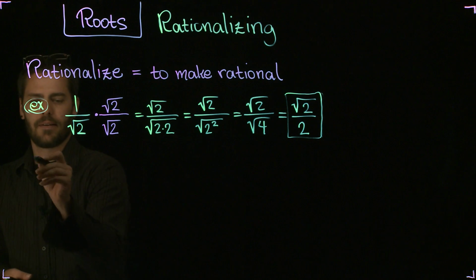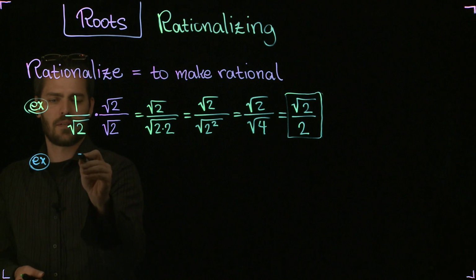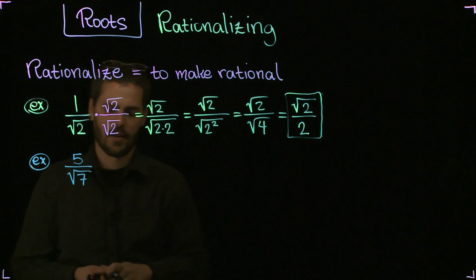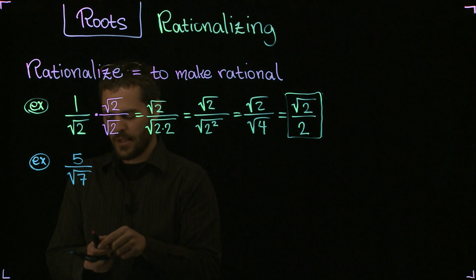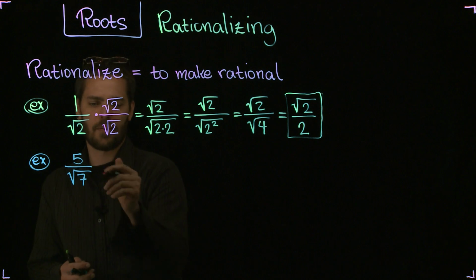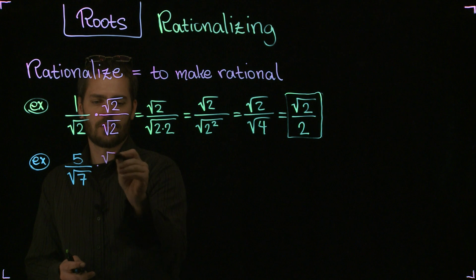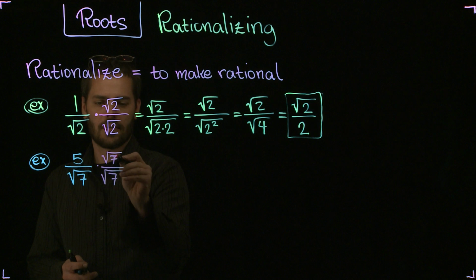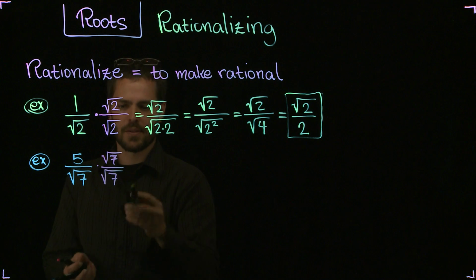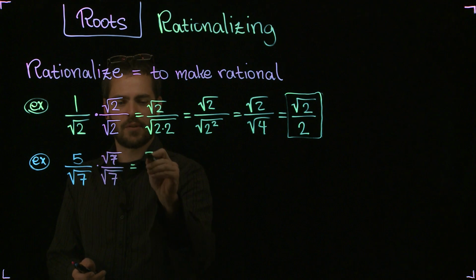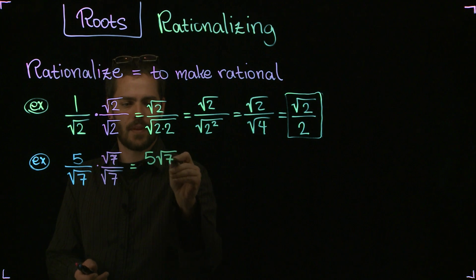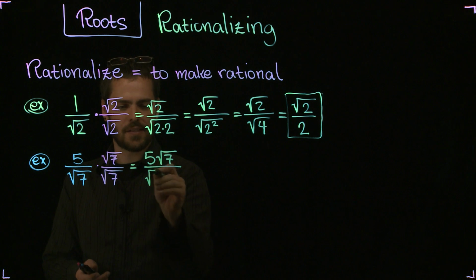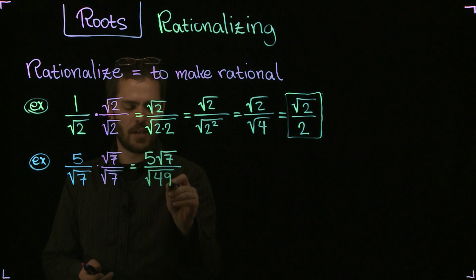How about 5 over the square root of 7? What would this look like? Well, again, following this pattern, I'm going to multiply by root 7 over root 7. Okay, and this equals 5 times the square root of 7 on the top over square root of 7 times square root of 7. I'm going to cut to the chase here and call that the square root of 49.